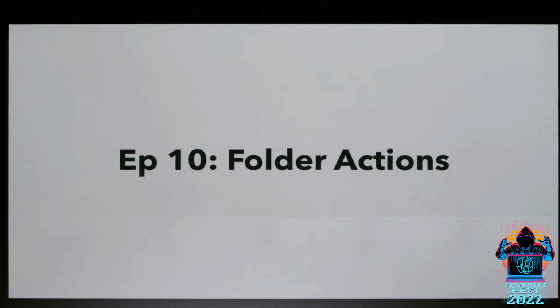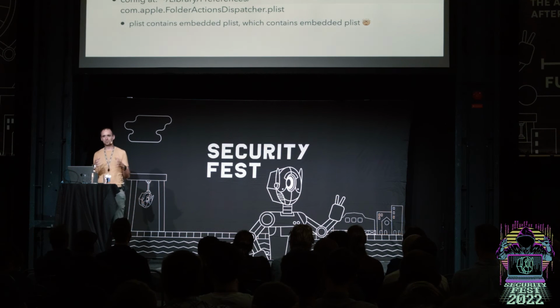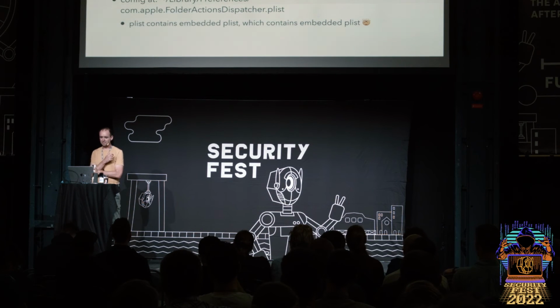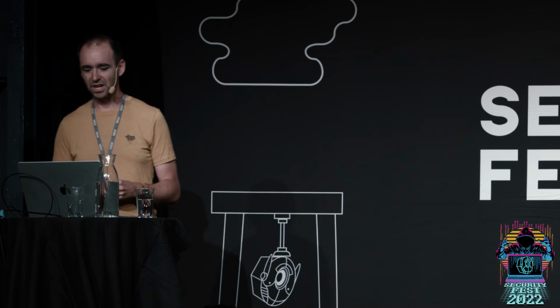The last one is called folder actions. It was first detailed by Cody Thomas in his blog post. Folder actions are scripts that run when files are modified, added or deleted from a certain folder. We can define folder actions in Finder, and all these scripts are located in the /Library/Scripts/Folder Action Scripts location.